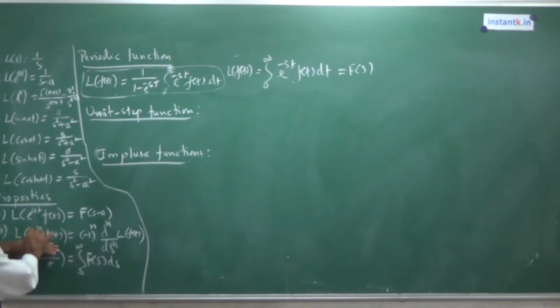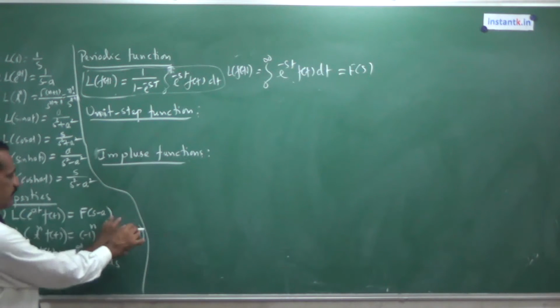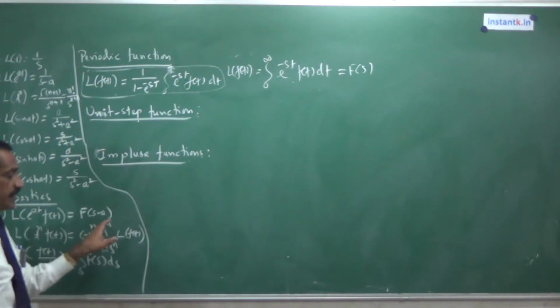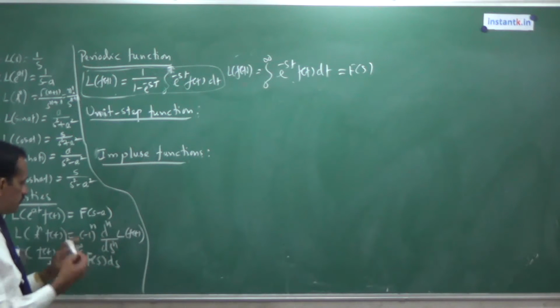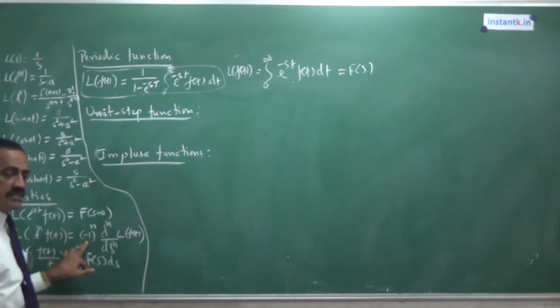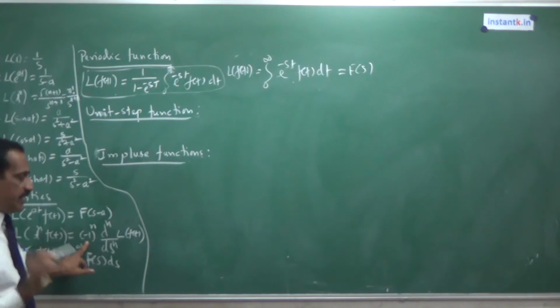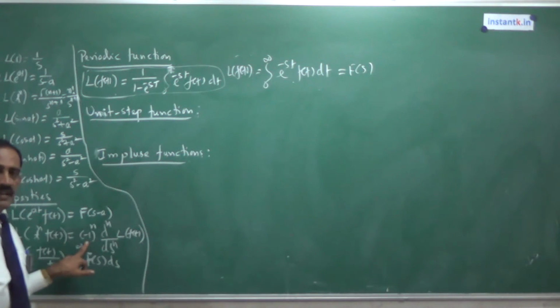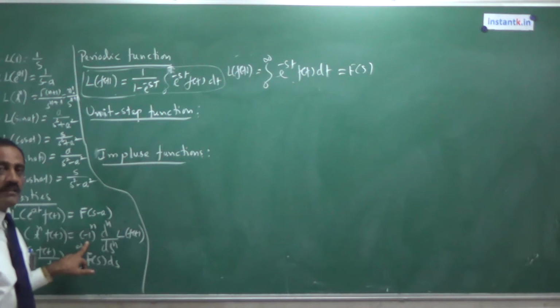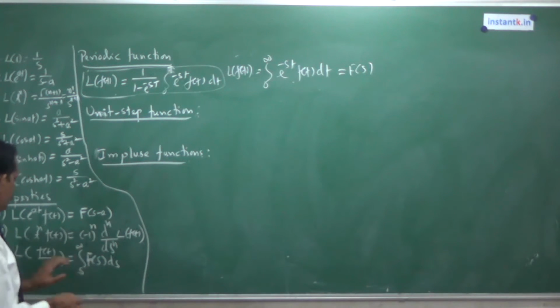Next, if it is of this type, t to power n into f of t, how to get it? The second property: you differentiate the Laplace transform of f of t n times with respect to s. Then give the sign to that. The sign is nothing but either minus or plus depending on the value of n. That is minus 1 to the power n. If n is even, you get plus 1. If it is odd, minus 1. So the usual question will be for t into f of t.